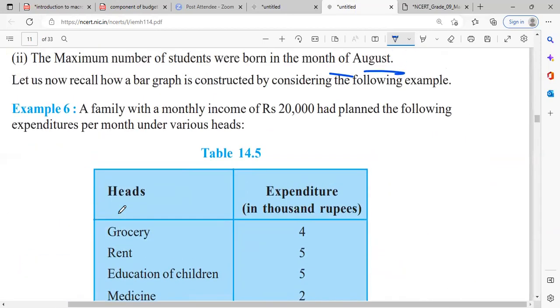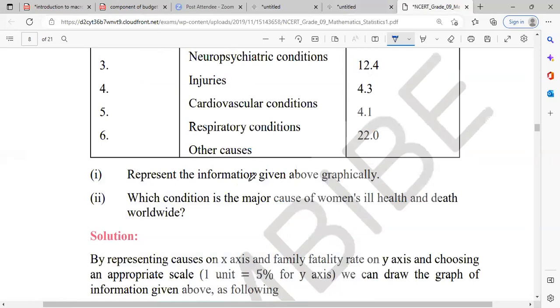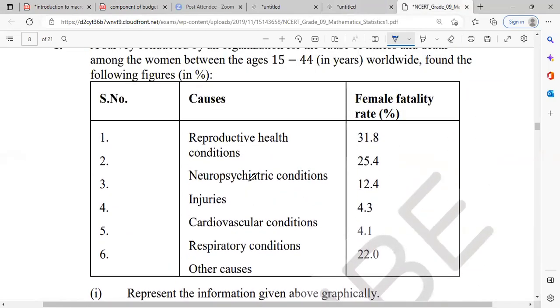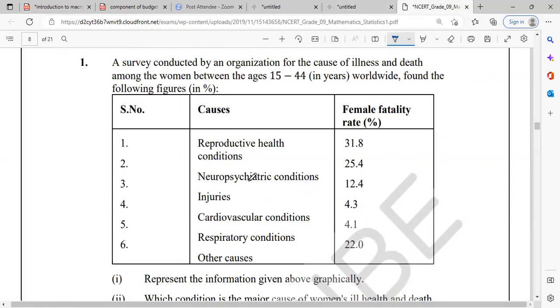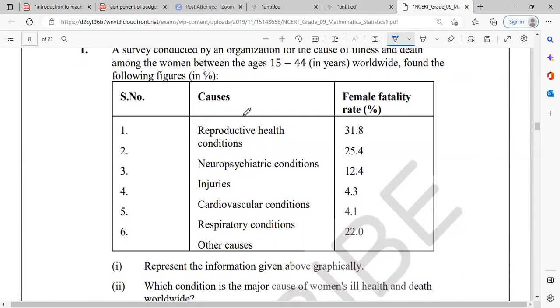Okay. So now let's start with this. You can see this. You will make a bar graph now. So this you will represent where? In the x-axis or in the y-axis? Tell me this one.